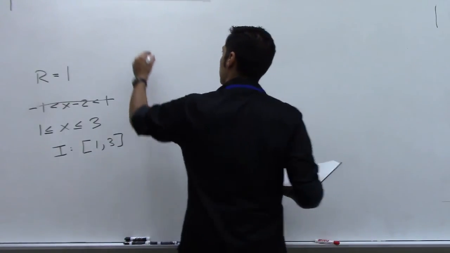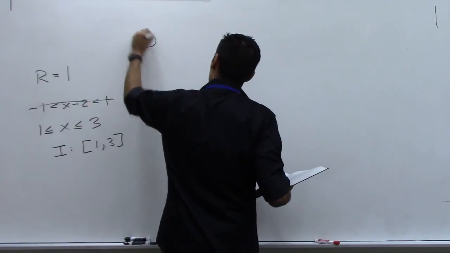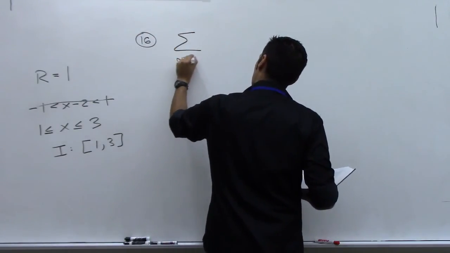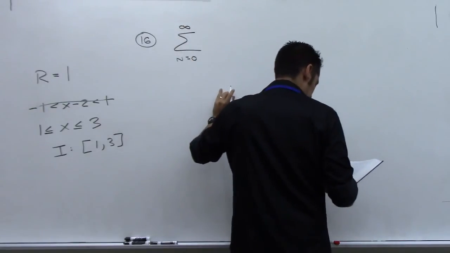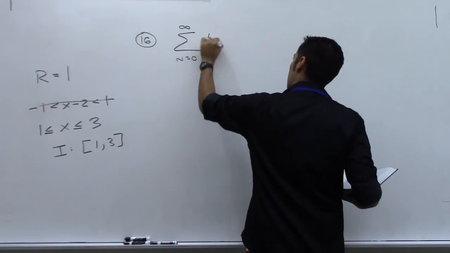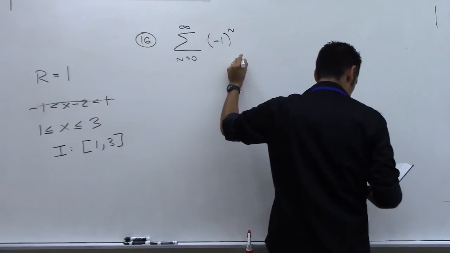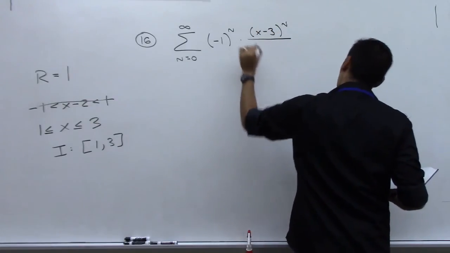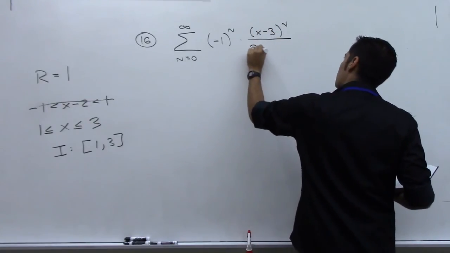Let me do at least through 16. Sum n equals 0 to infinity, (negative 1)^n, (x minus 3)^n over 2n plus 1.